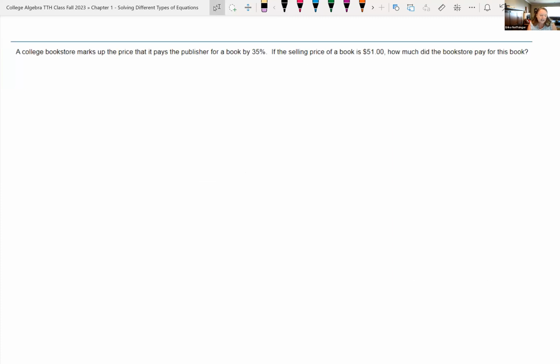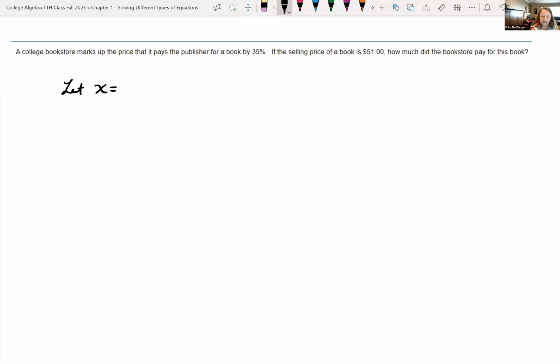So looking at another example application problem, we have a college bookstore marks up the price that it pays the publisher for a book by 35%. If the selling price of the book is $51, how much did the bookstore pay for this book? Okay, so we need to choose our variable. Let's just call it X.